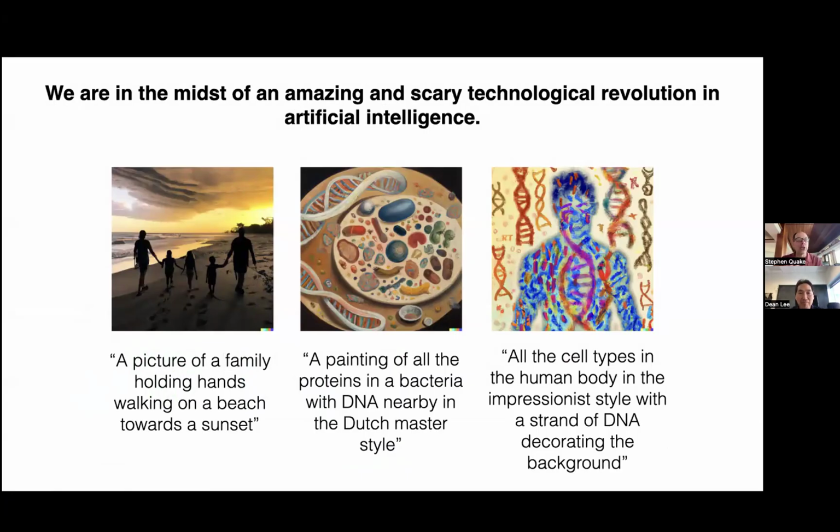And as you all may appreciate, we're living right through an amazing revolution, which is both amazing and scary at the same time. If you've played around with any of these image generating tools like DALL-E, you can give it a phrase of text and it'll generate a picture for you. Here's some phrases I use to generate pictures. One of them, a very realistic set of people walking on the beach. Another one, I asked it for a painting in a certain style of all the proteins in a bacteria with DNA nearby, and you see that in the middle. And then the last one, I asked it to make a picture of a cell atlas in the Impressionist style. And it came up with this very sort of beautiful abstraction of what it thought a cell atlas might look like.